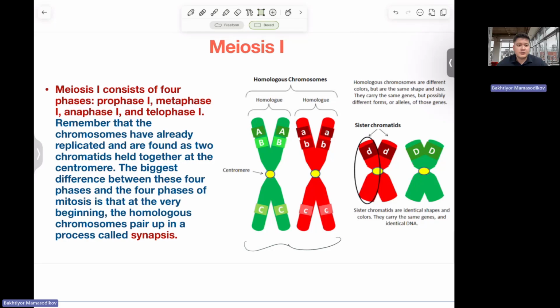So welcome back to the meiosis process. We are going to talk about an amazing process, which is meiosis. Meiosis is the first division in the process of making gametes.